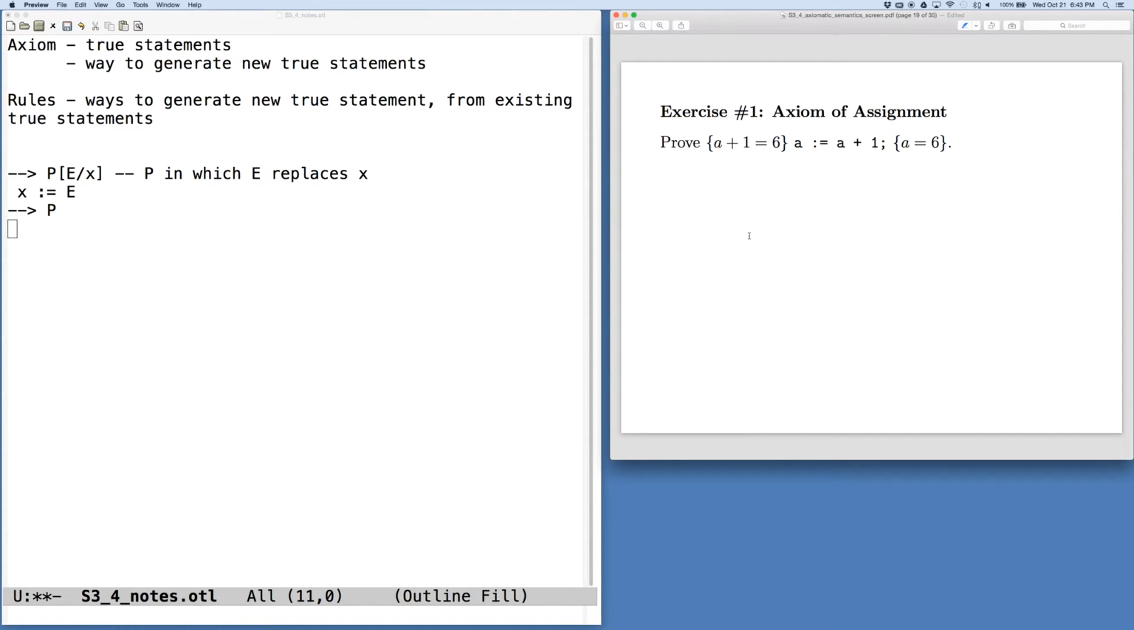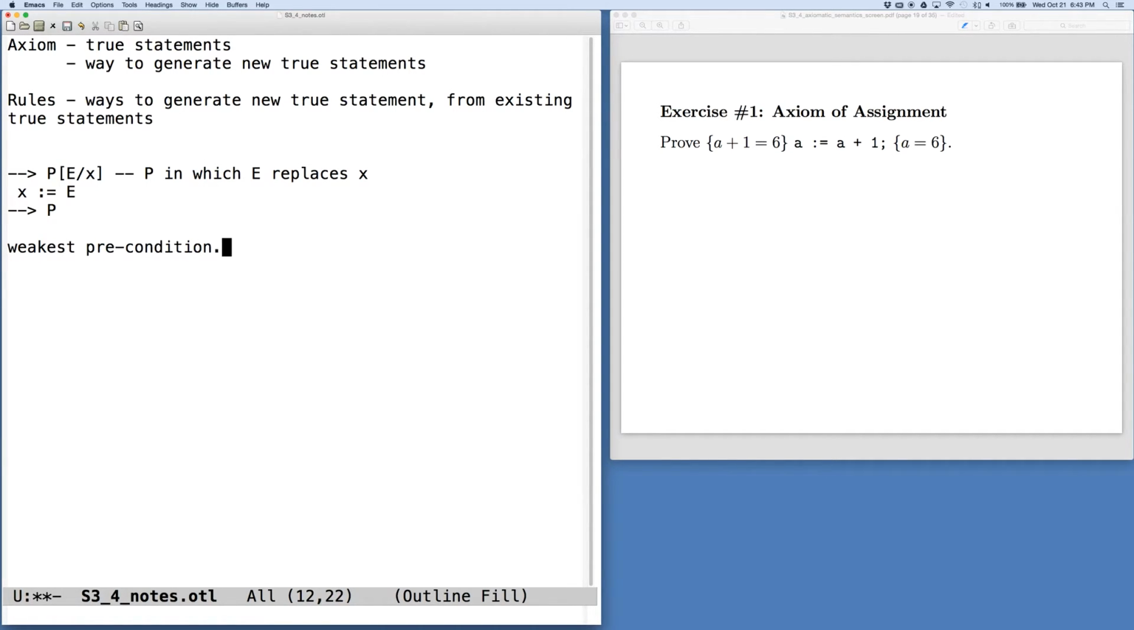So what's happening here is, given a postcondition, we can use this axiom to generate a precondition. The precondition that we are generating is called the weakest precondition. And what that means is that we are not making a strong statement. We're generating a precondition that says the least amount of information that's needed to make this a valid Hoare triple.